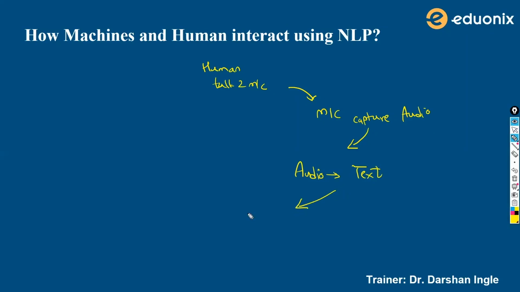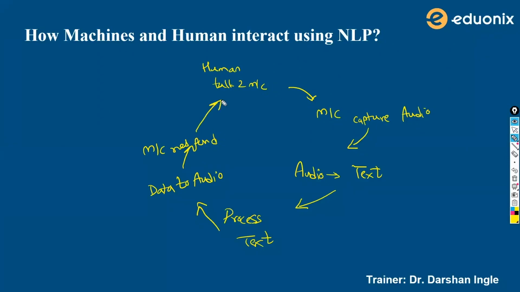Once we are converting it to text, as I told you, we are going to process the text, whatever the machine has translated. Having understood that text, now I'll have my data, whatever we have processed. After processing that, we are going to convert it back to audio. Thereafter, the machine is going to respond to the human through this audio file, and in this way this cycle is going to continue. So that's how machines and humans interact using natural language processing.